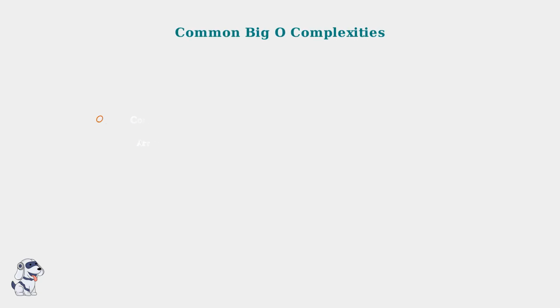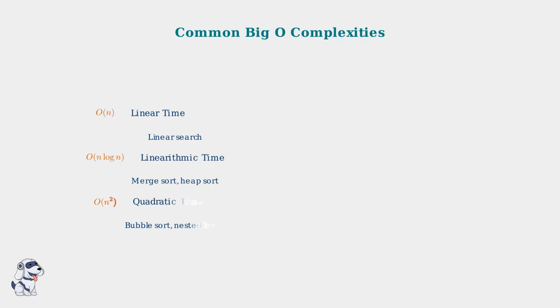Now let's examine the most common Big O complexities. O(1) means constant time. The algorithm takes the same time regardless of input size. O(log n) is logarithmic, very efficient. Doubling input size only adds one more step. O(n) is linear time. If you double the input, you double the runtime.